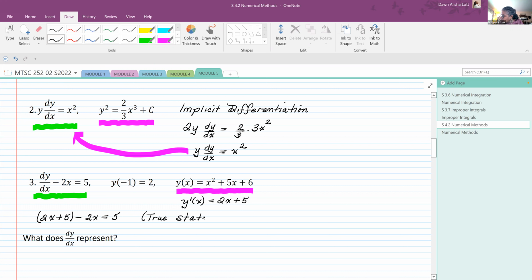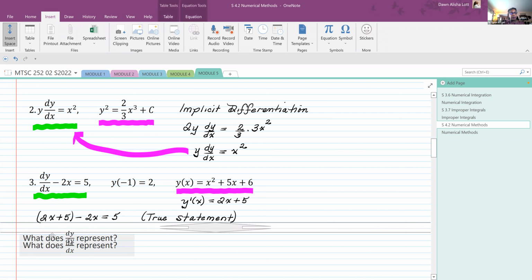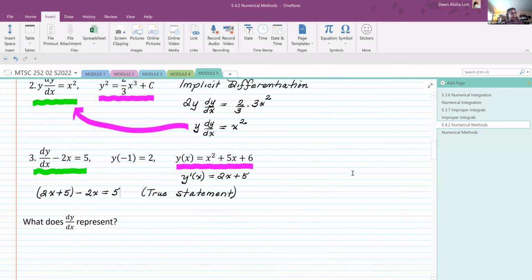So the solution to a differential equation is the function y of x, and it has to satisfy certain criteria. That means it has to work in the differential equation, and it also has to satisfy an initial condition if one is given. Okay, so what does dy/dx actually represent?